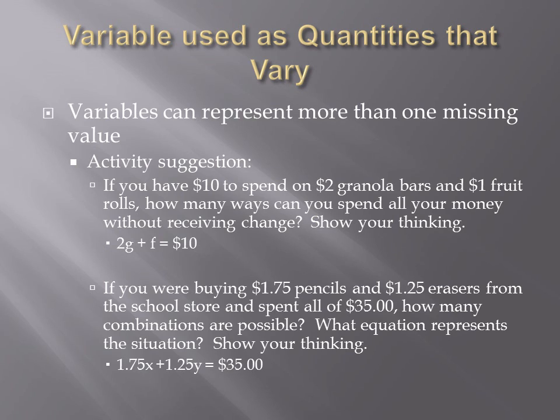It is also important to include decimal and fraction values in the exploration of variables because students struggle most with these types of numbers. The second example shows if you were buying $1.75 pencils and $1.25 erasers from the school store and spend all of the $35 you had, how many combinations are possible? What equations represent the situation? Show your thinking.